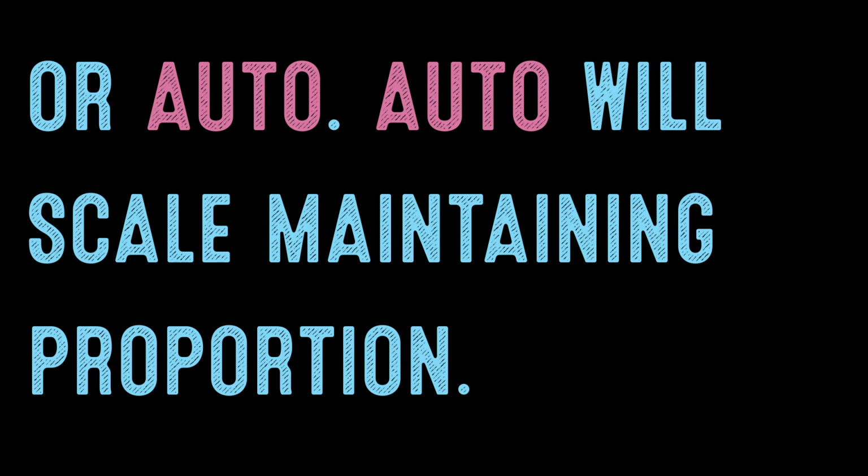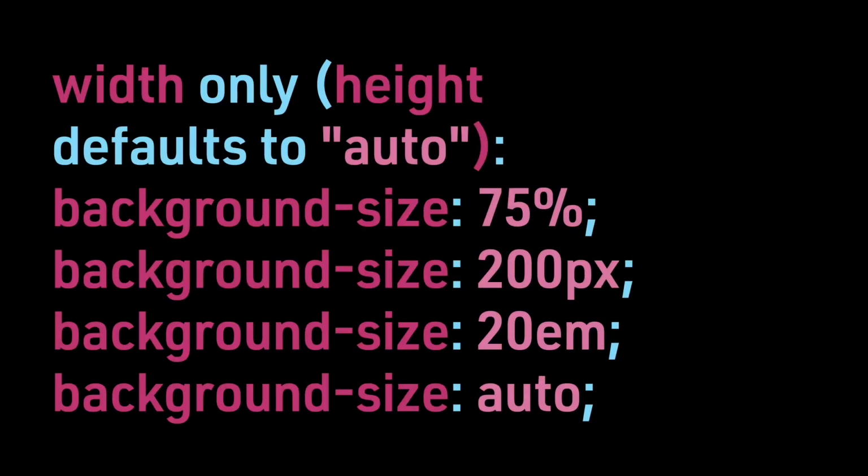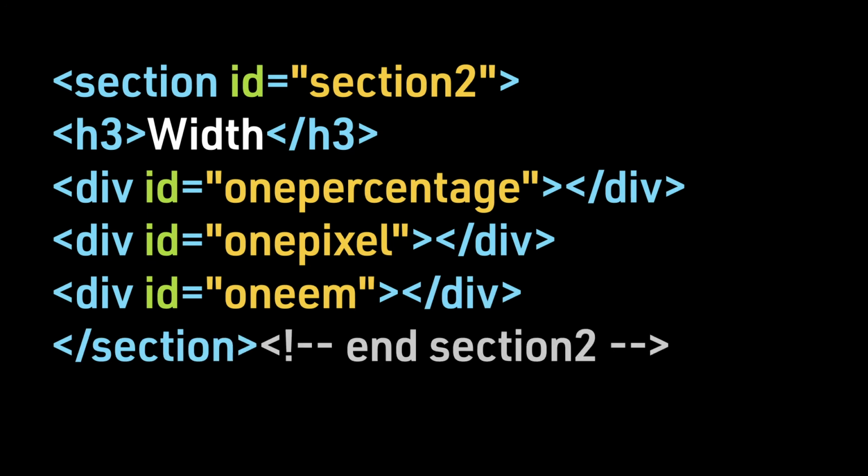Auto will scale maintaining proportion. Width only. In this case, the height defaults to auto. Background size 75%, background size 200 pixels, background size 20 ems, background size auto. Here is the HTML of our demo file for specifying the width only. We will look at examples of using percentages, pixels, and ems.